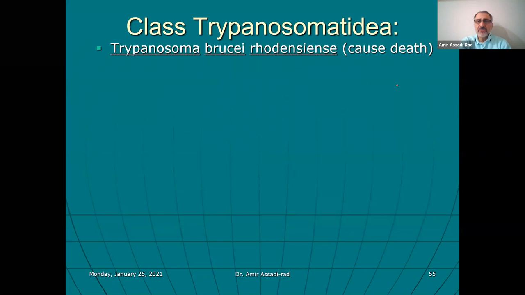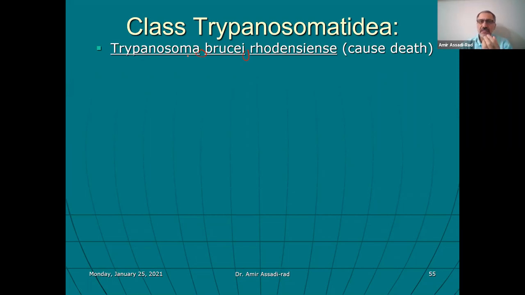So the class Trypanosomatida, the first organism is Trypanosoma. See, I got rid of the lines between the words. I'm becoming a little bit better. Trypanosoma brucei rhodesiense. Rhodesiense is found in Rhodesia, the country, in that area. If a person is infected with it, it can cause death. The common name for this parasite is sleeping sickness.